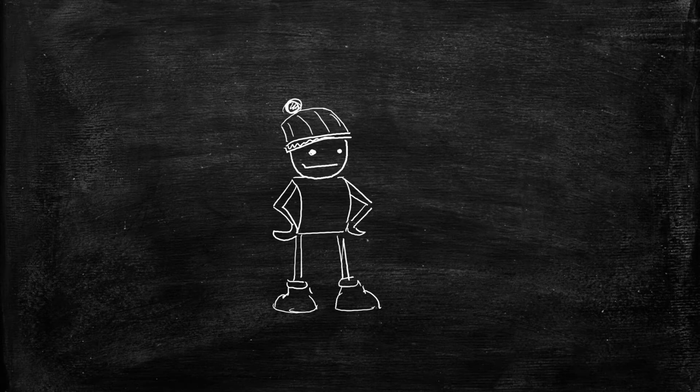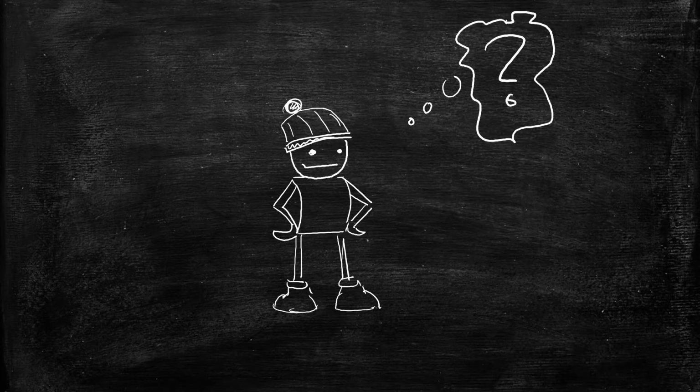This is John. He's a glaciologist. He wants to measure the surface mass balance of a glacier using the direct glaciological method. How does he do that?